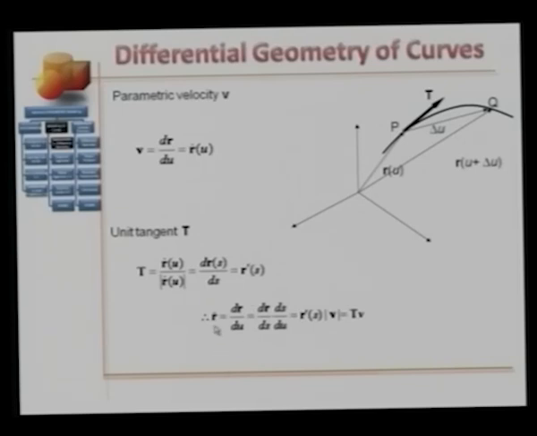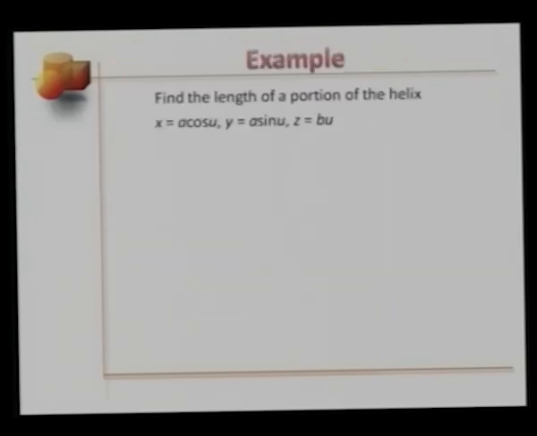Now r dot is equal to dr over du. By chain rule, this is equal to dr over ds times ds over du. dr over ds is r prime s, ds over du is the absolute value of the parametric velocity, r prime s is the unit tangent t times the magnitude of the parametric velocity. Let's take an example.